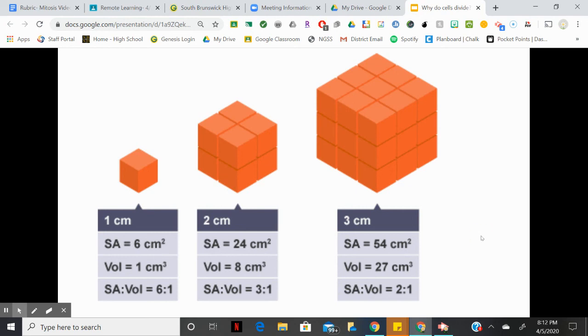All right, so that is our presentation for today. You saw why cells need to divide, right? Growth, repair, reproduction. And you saw when cells divide, when they get too big. And you got to see a glimpse into the agar cube lab.